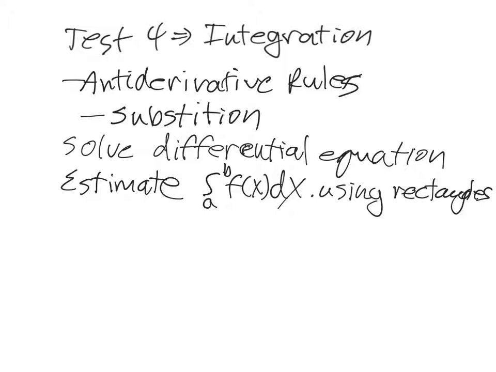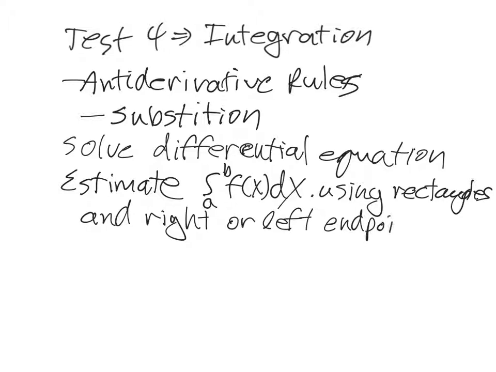And I'll probably limit this to 3 or 4 rectangles. And our sampling points, right or left endpoints to calculate the height of those rectangles. Okay, so make sure you're doing the correct side of that. It could be either or. I'll say and/or. Maybe I'll say both. Use the right and the left to find 2 different estimates.